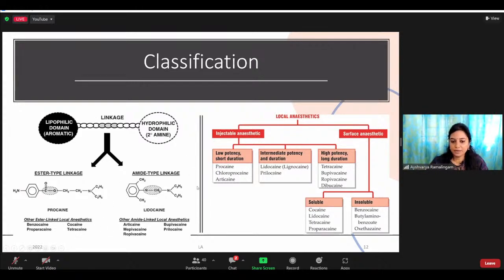When you come to amide type local anesthetics, the commonly used ones are lidocaine, bupivacaine, ropivacaine, articaine. You can see this is the classification based on whether they are injectable or surface anesthetics. The injectable anesthetics are classed as low potency, intermediate potency, or high potency. Low potency, short duration of action are procaine, chloroprocaine, articaine. Intermediate potency and intermediate duration of action are lidocaine, prilocaine. And high potency and long duration of action are bupivacaine, ropivacaine.